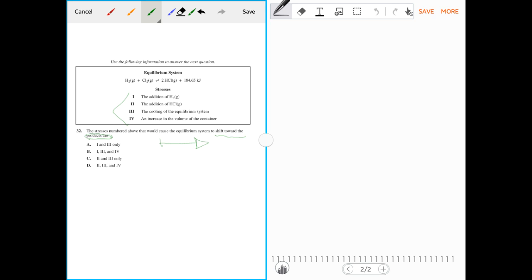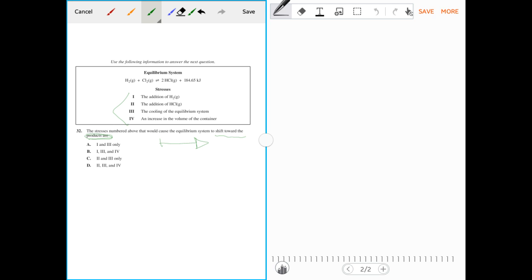When we take a look here, it says the addition of H2 gas, the addition of HCl gas, the cooling of the equilibrium system, and an increase in volume of our container. So we'll take a look at these a little bit more in depth, and we'll take a look at which ones would make sense to change this equilibrium system.